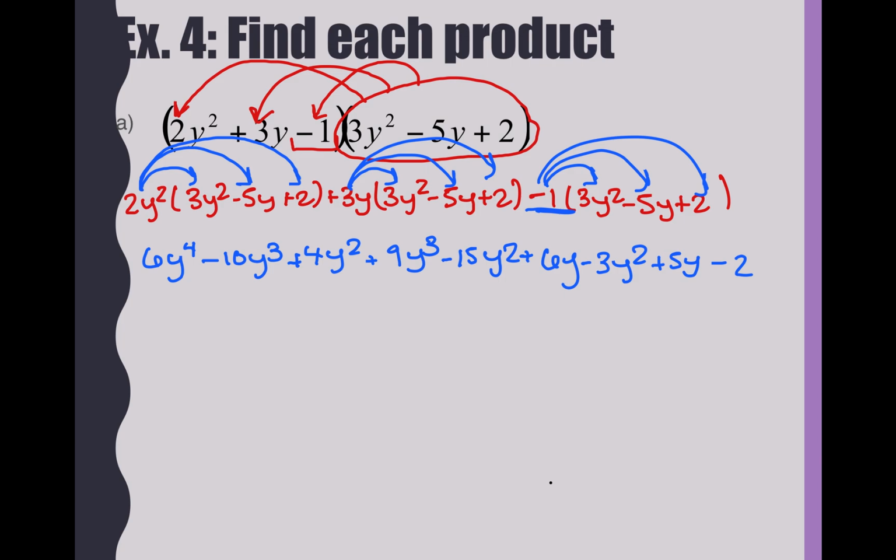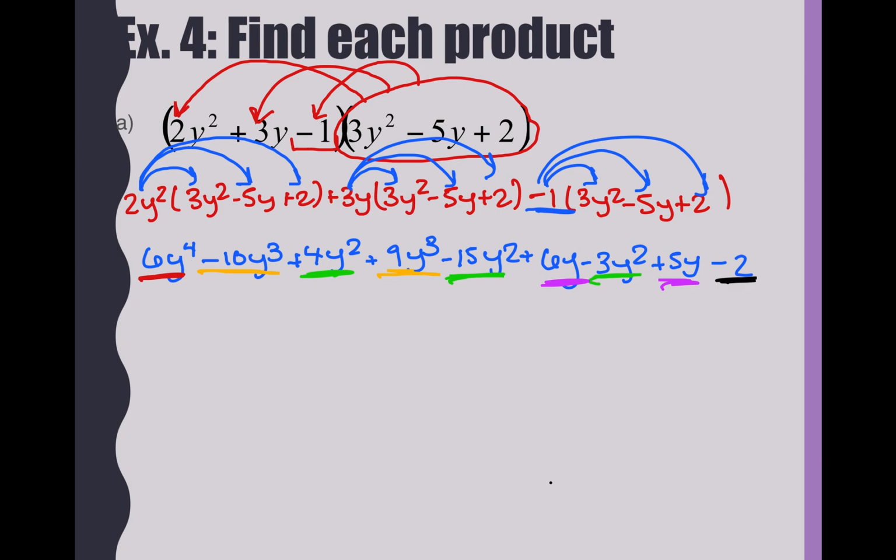So where are my y to the 4ths? Well, that's my only one. Where are my y cubes? This one, and I think those are the only two. Where are my y squareds? Right here, right here, right here. Where are my y's? Right here, and just my constants, my numbers without a variable, right there.